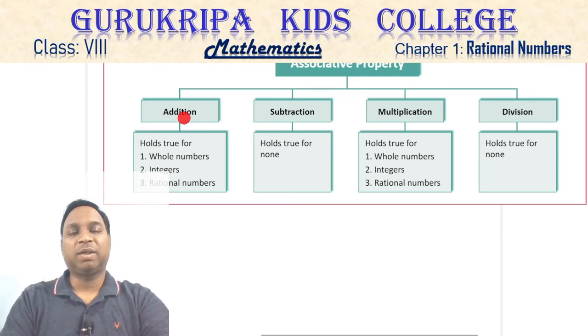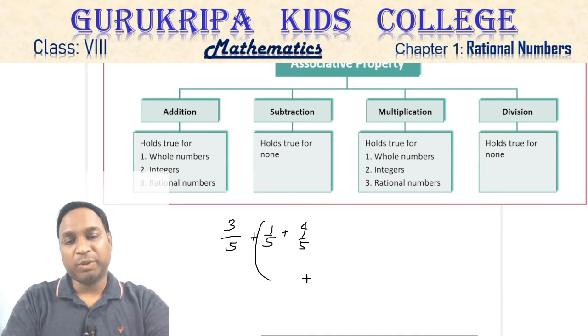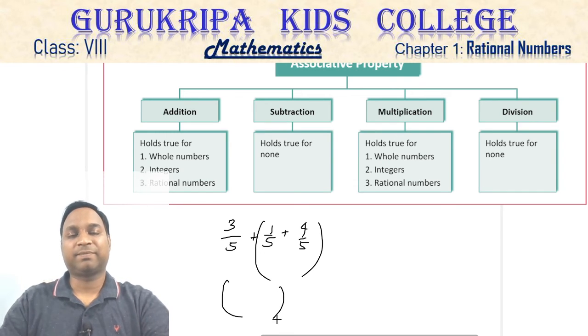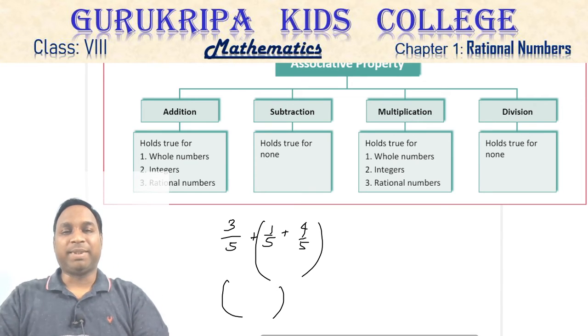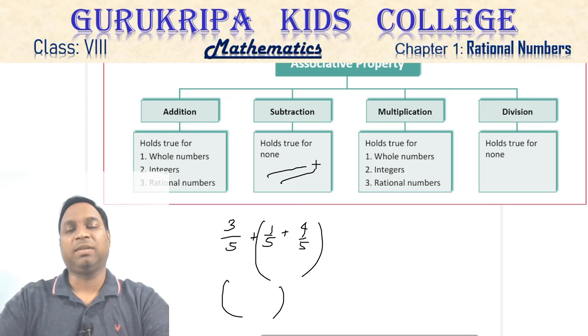The same thing is mentioned in this chart. Associative property holds true for whole numbers, integers and rational numbers. है ना? Even if let's say you have to add three rational numbers, 3 by 5 plus 1 by 5 plus 4 by 5. Does it matter whether you add these two first, or if you add these two first, you will get the same result. है ना? So the associative property for addition holds true for all types of numbers. However, it does not hold true for subtraction at all.